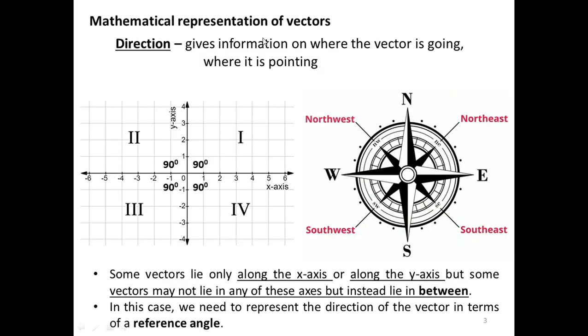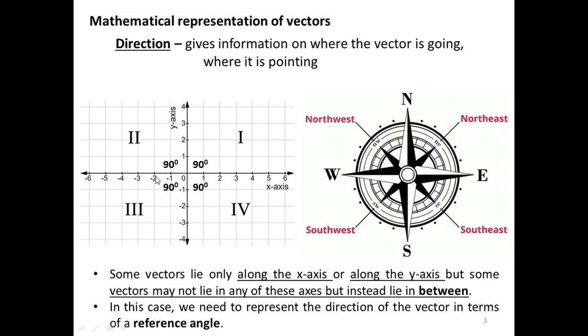Now, another clarification on the direction. Again, direction gives the information on where the vector is going or where it is pointing. We can represent it in terms of the x, y, or z axis, as you can see here in our Cartesian coordinate. This is just a review of what you have learned in high school mathematics. You have the Cartesian coordinate, and we have there 4 quadrants, right? So we have the first quadrant, the second, the third, and the fourth quadrant.